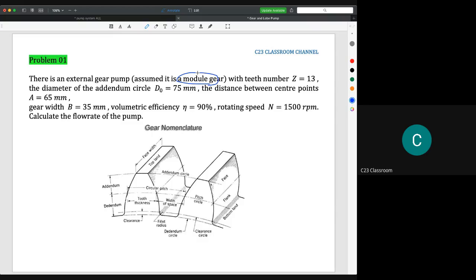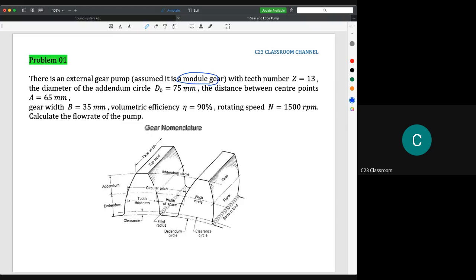Because for the gear pump and lobe pump, there is no specific equation. You cannot simply use the idea of Q equal AV to calculate the flow rate, because you need to determine the volume transferred by the gear pump by yourself, because gears differ in terms of teeth number, width, and so on and so forth.